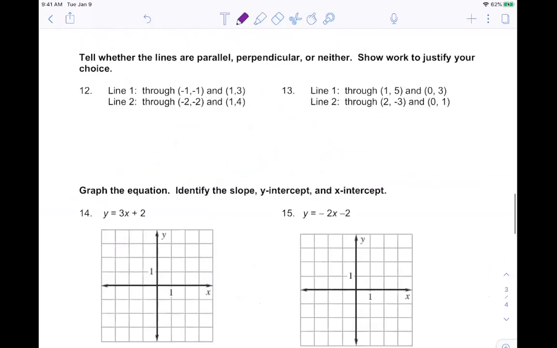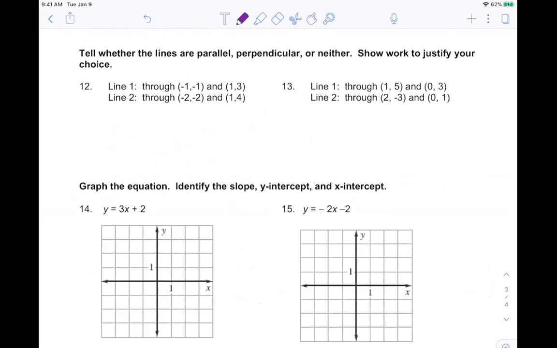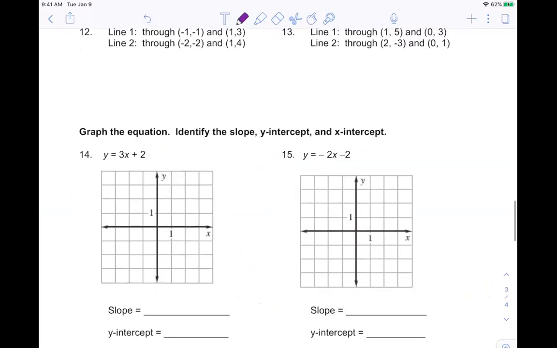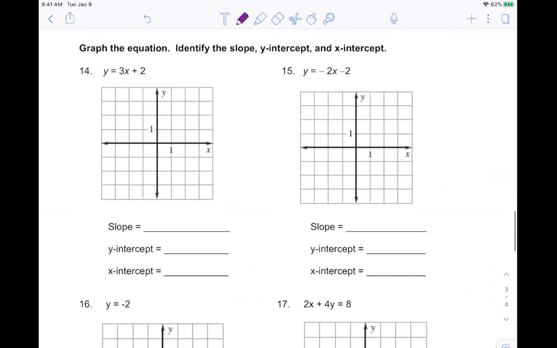So looking at the next group of problems, you're determining if the lines are parallel, perpendicular, or neither, again using slope. So there's a lot of concepts talking about slope. And then I have some problems talking about x and y intercepts. And I wanted to go over one of these with you just to give you a refresher about finding the slope, finding the y-intercept, finding the x-intercept.